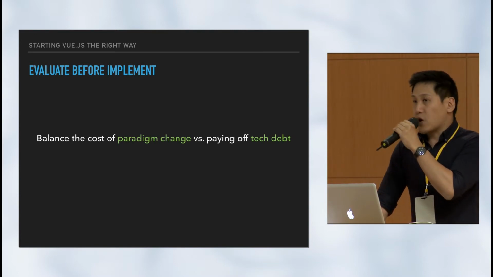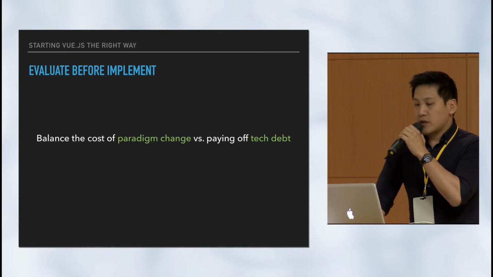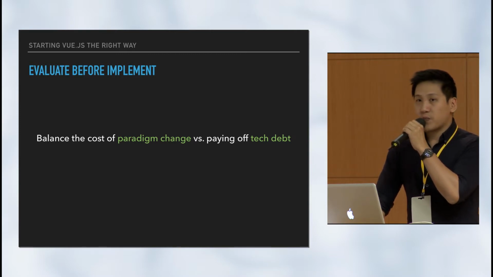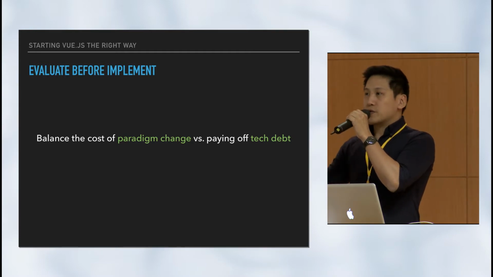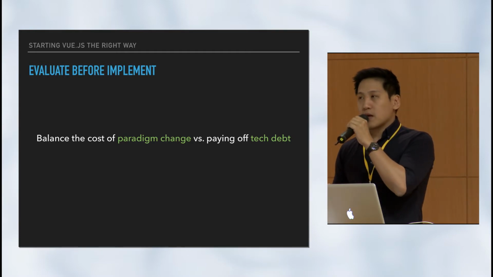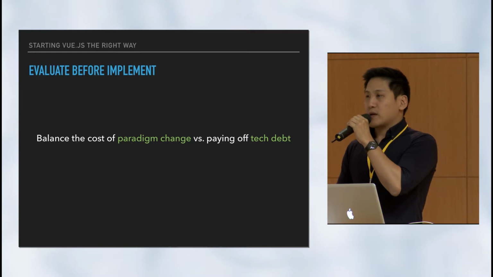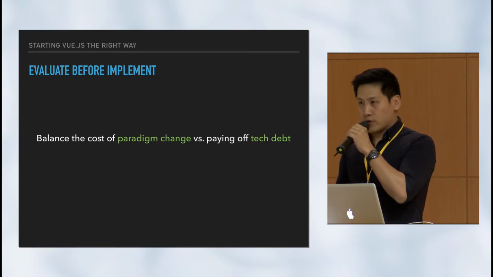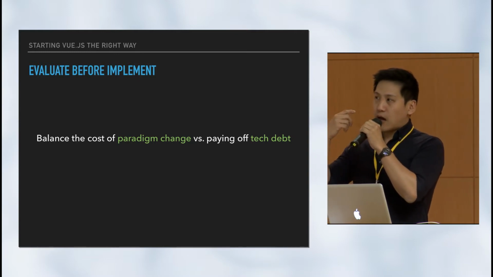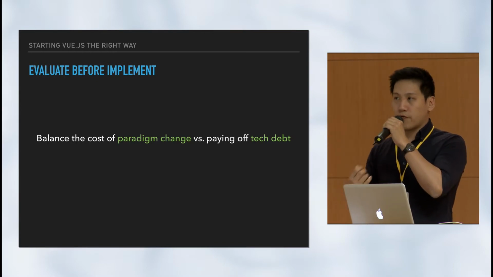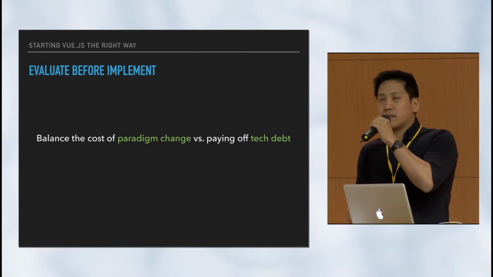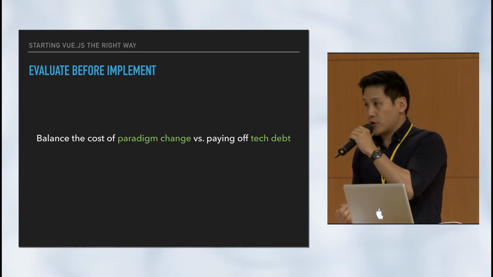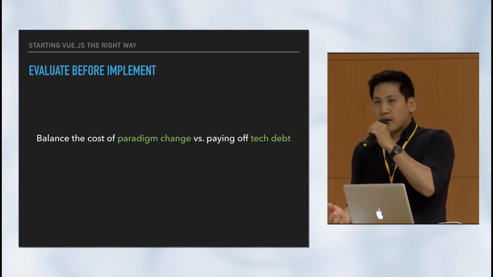Next, evaluate before you implement. We have to balance the costs of a paradigm change versus paying off tech debt. Now what this means is that whenever you use Vue in your system, you're changing the way a developer writes code. You're changing how we think when we approach the front end. This is generally called a paradigm change. And paradigm change can be difficult because you have to learn how to use Vue in the first place.